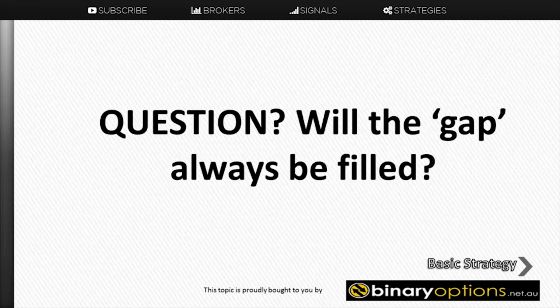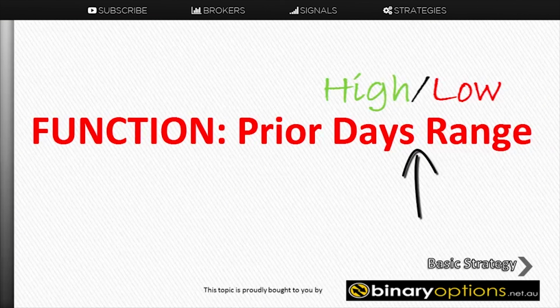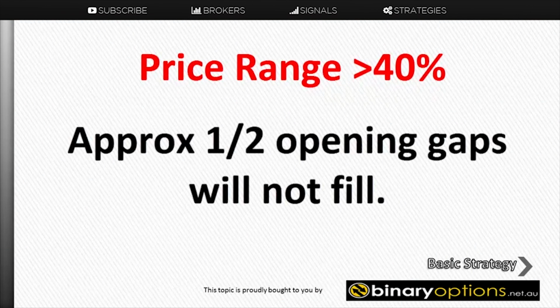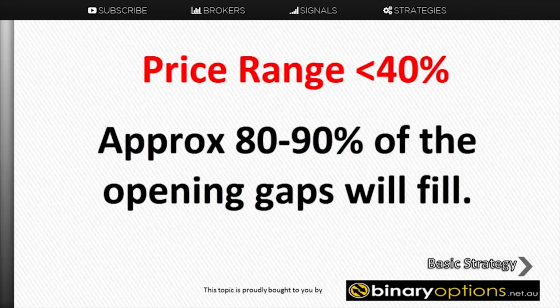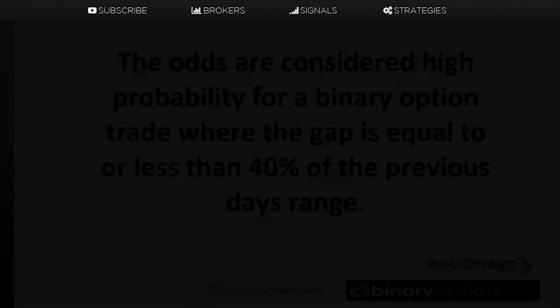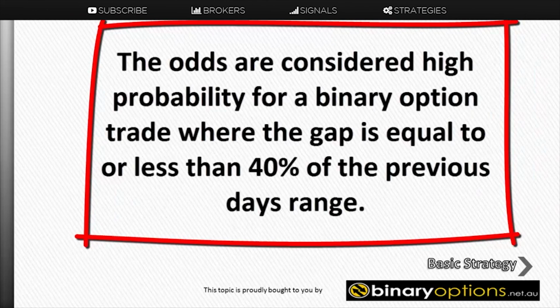Defined as a function of the prior day's range, when an upside or downside gap exceeds 40% of the prior day's range, then approximately half of the opening gaps will not fill during that coming day's price action. However, when the upside or downside gap is less than 40% of the previous day's range, up to 80 to 90% of the opening gaps will fill during the coming day's price action. Put simply, the odds are considered high probability for a binary options trade where the gap is equal to or less than 40% of the previous day's range.